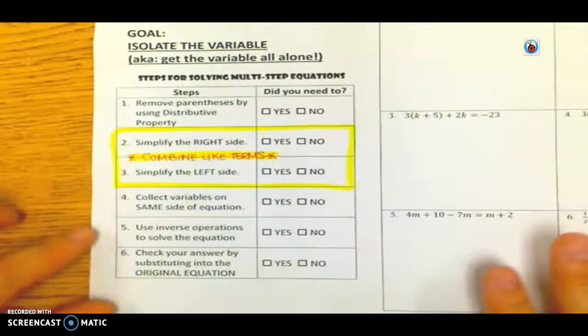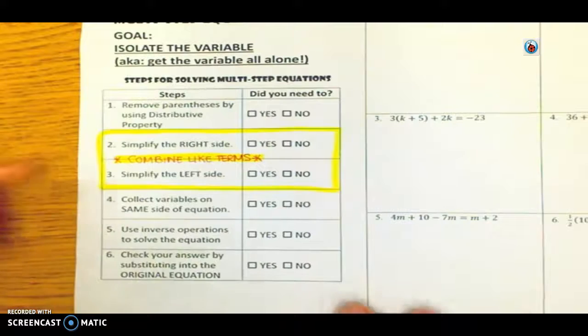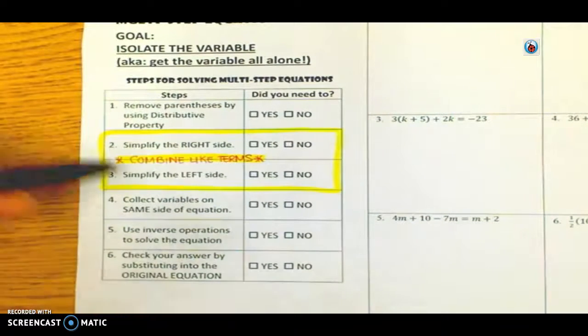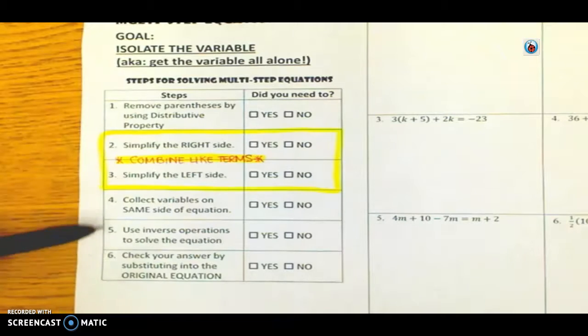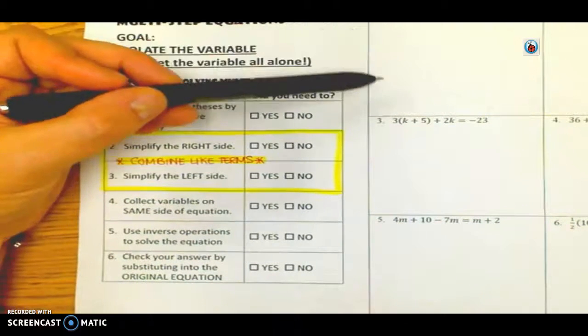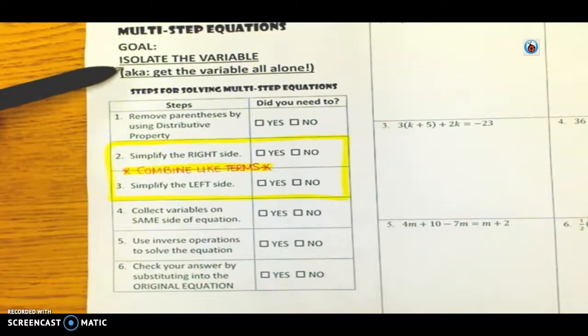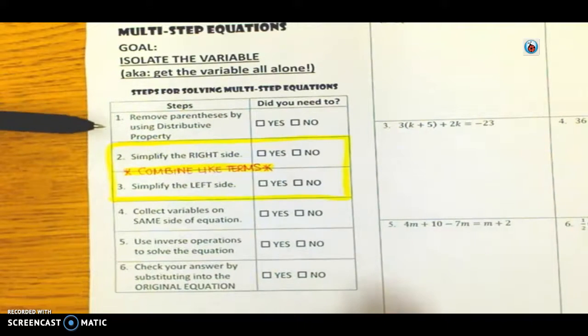Okay, so just like in the two-step equations, I have kind of like a checklist for you. And you can even abbreviate it if you wanted to, and I'll show you how I do that down the side of a problem. So again, our goal is to always isolate the variable, aka get the variable all alone. So we're going to do that by simplifying everything.